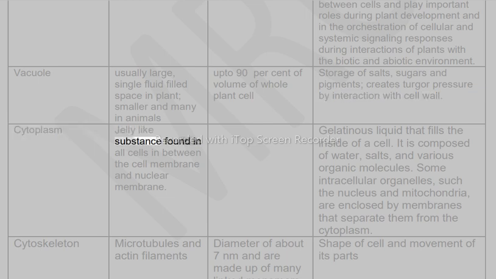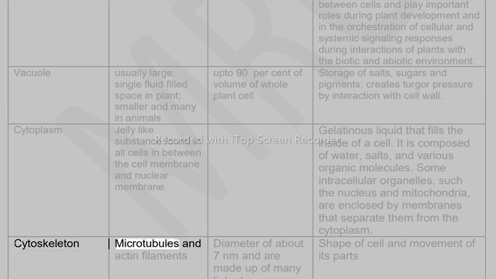Cytoplasm. Jelly-like substance found in all cells in between the cell membrane and nuclear membrane. Gelatinous liquid that fills the inside of a cell. It is composed of water, salts, and various organic molecules. Some intracellular organelles, such as the nucleus and mitochondria, are enclosed by membranes that separate them from the cytoplasm.